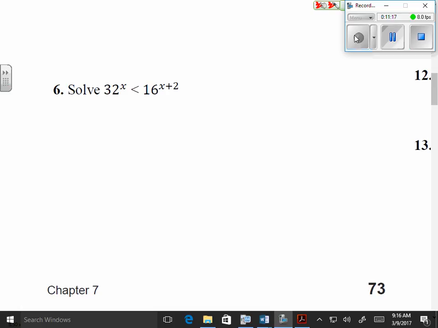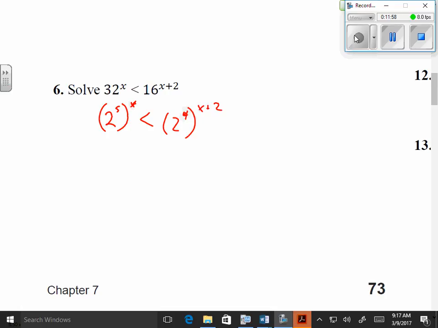32 to the x is less than 16 to the x plus 2. We need to get like bases again. What will be our base? 2. Very good, 2. So 2 to the what gives me 32? 2 to the 5th. You may have to use your calculator to figure that out. 2 to the 5th to the x is less than, and 16 is 2 to the what? 2 to the 4th to the x plus 2.